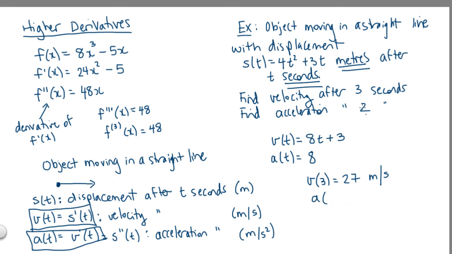And we would like the acceleration after 2 seconds as well. If we go back to our acceleration function, notice that there's no t in this function, meaning in this particular example, acceleration is constant. It's just always going to be 8 meters per second squared. It does not matter what value of time we're plugging in. So 8 meters per second squared would be our acceleration after 2 seconds.